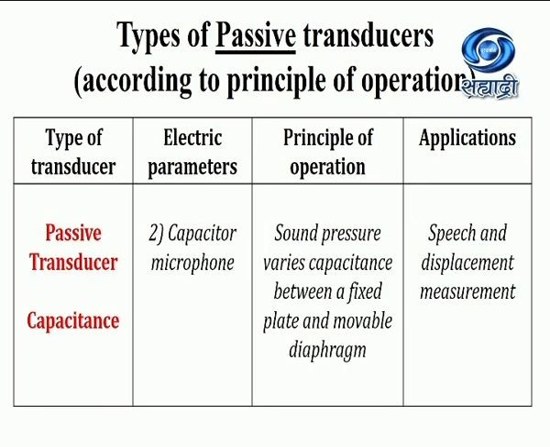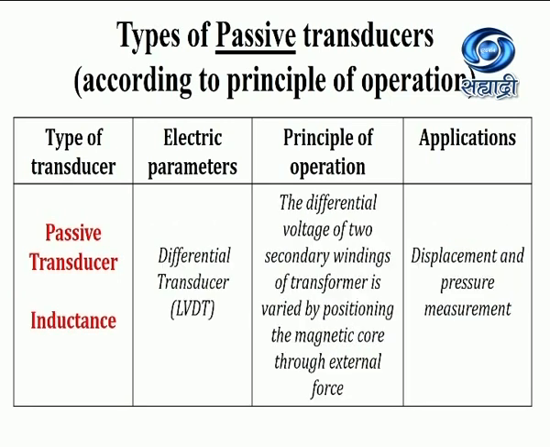The next one is the capacitor microphone. Basically this transducer is used in sound measurement or speech measurement. Here sound pressure varies the capacitance between a fixed plate and a movable diaphragm, and it is used in displacement measurement. An example of the inductance transducer is the differential transformer, that is the LVDT, and the principle of this transducer is that the differential voltage of two secondary windings of a transformer is varied by positioning the magnetic core through external force. The application of this transducer is displacement and pressure measurement.